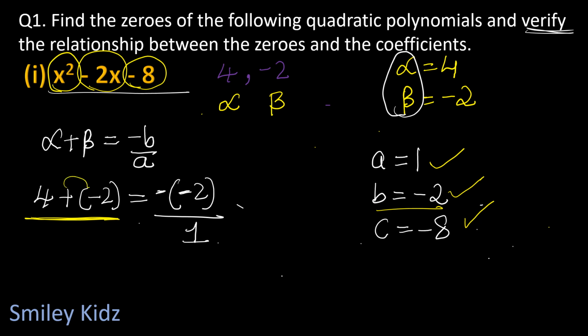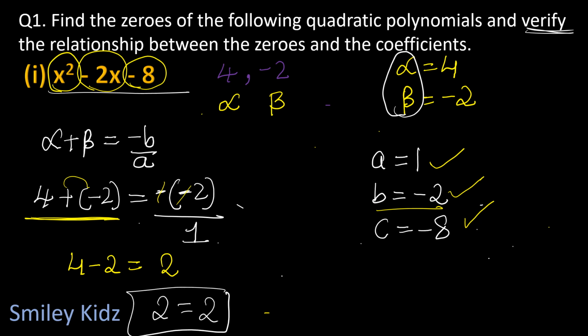Now, when we further solve this, we get 4 plus minus 2. Now, plus minus turns out to be minus, right? So, 4 minus 2 is equal to, here minus and minus get cancelled. So, we'll be left with 2 upon 1, which is nothing but your 2. Now, 4 minus 2 is 2, right? 2 is equal to 2. Hence, we verify the relationship between the sum of the zeros and the coefficients.